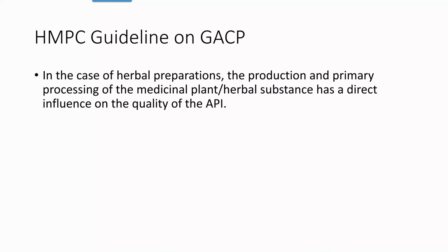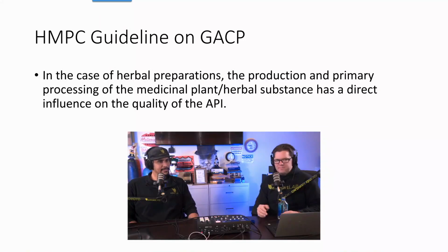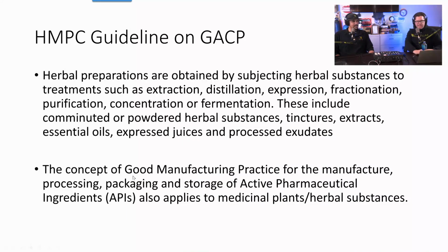In Europe, they've defined it a little bit more, and they've erred on the side of more GMP than agricultural practices. For example, right here is the HMPC, which is the European guideline on GACP. In the case of herbal preparations, we're talking specifically about the production and primary processing of a medicinal plant or herbal substance, which has a direct influence on the quality of the API. Therefore, good manufacturing practice for the manufacturing, processing, packaging, and storage of active pharmaceutical ingredients also applies to medicinal plants and herbal substances.